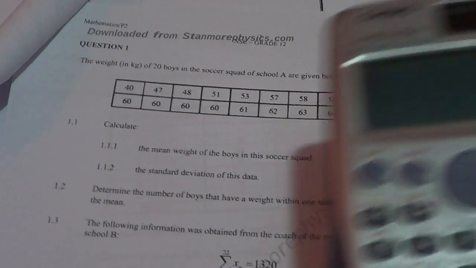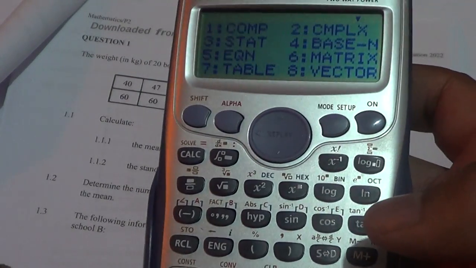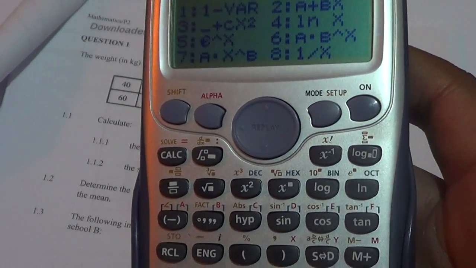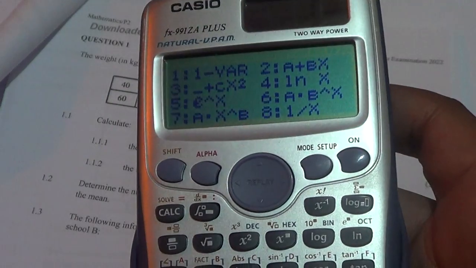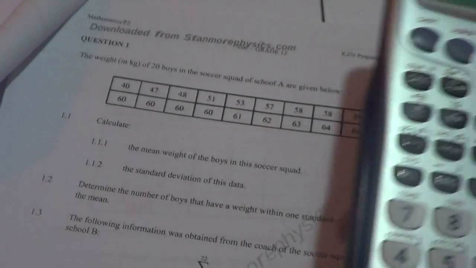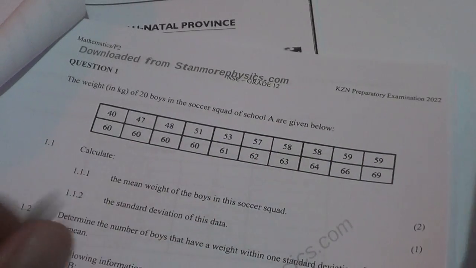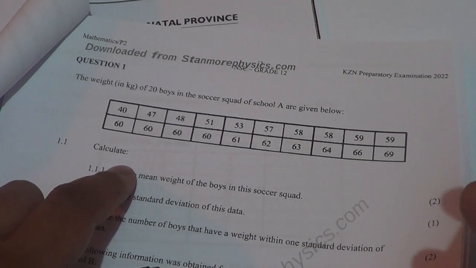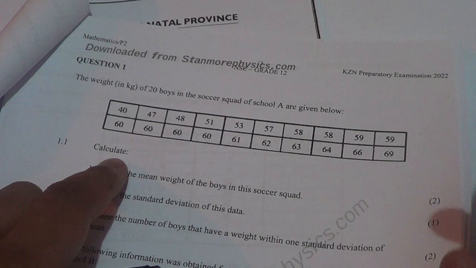The first thing you want to do is to get to your mode. Go to stat, option 3, and then you want one variable, which is option 1. Then you just punch in everything, because you don't want to stress yourself with a whole lot of thought and then doing this later as well.